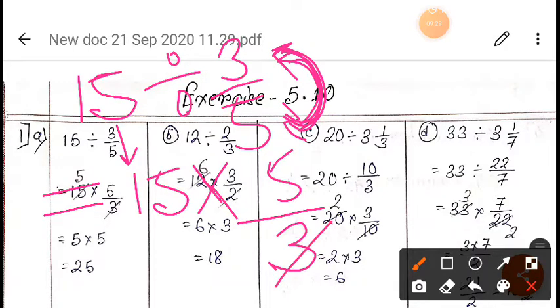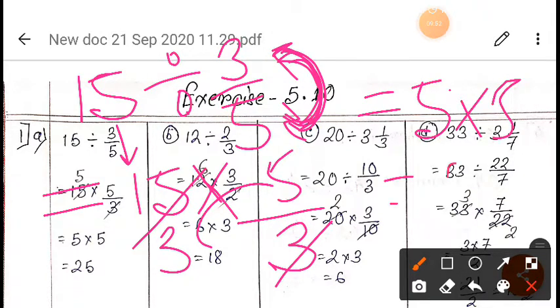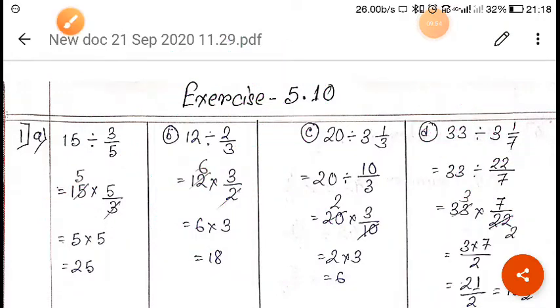So when you divide this, 5 3s are 15. 3 into 5, we will get 3 5s are 15. So we will get here 5 into 5, which is 25. So I hope you have understood this, right?